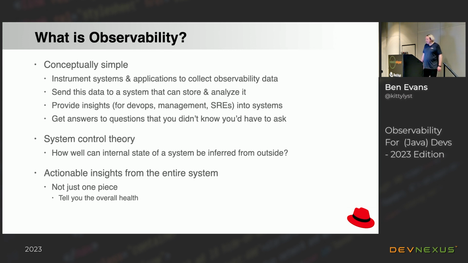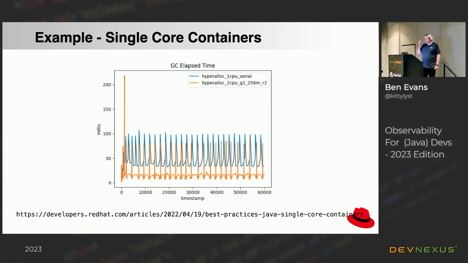Okay? So if you like lots of theory, you can consider this to be a form of systems control theory where you're inferring the internal state of the system from outside. And what you want to build towards is actionable insights. So to give you a very brief example, my Red Hat cuts off the end of my URL here.